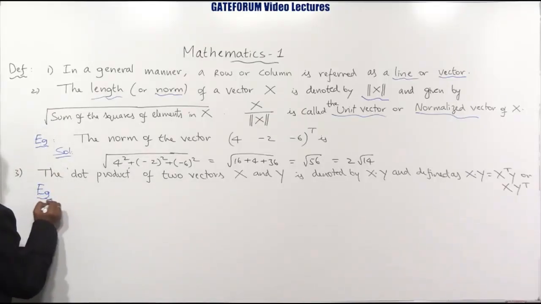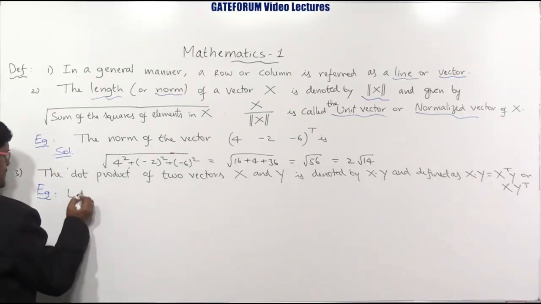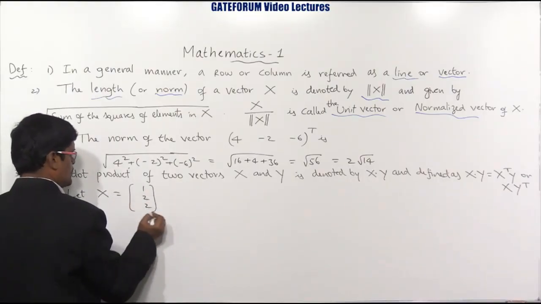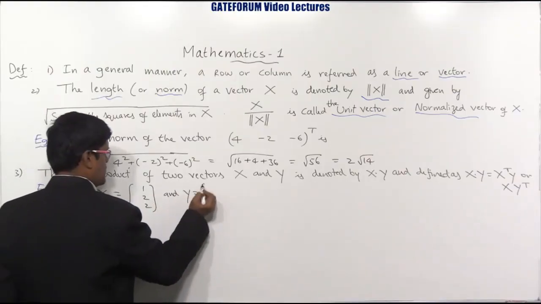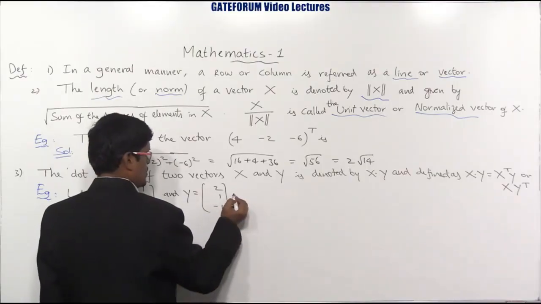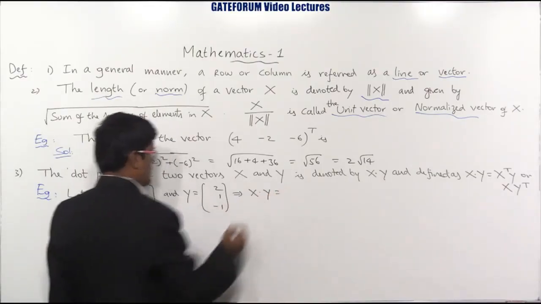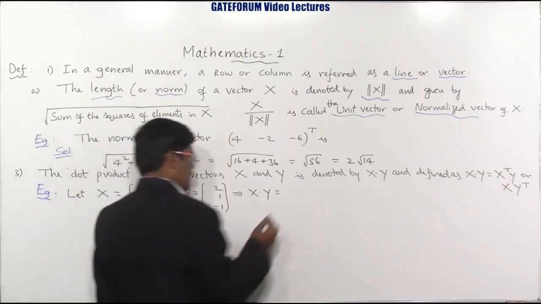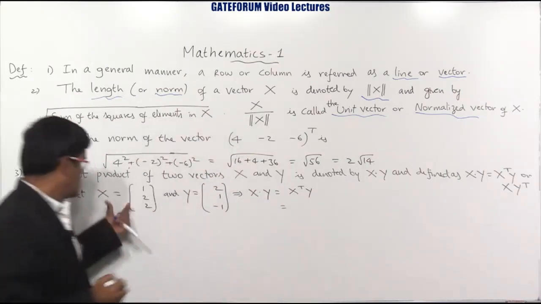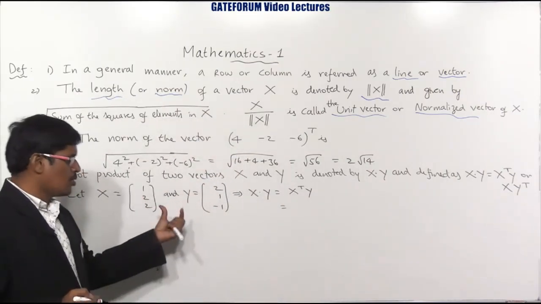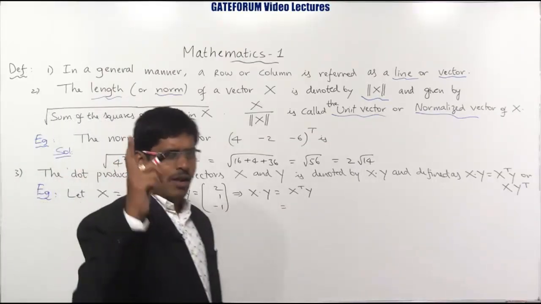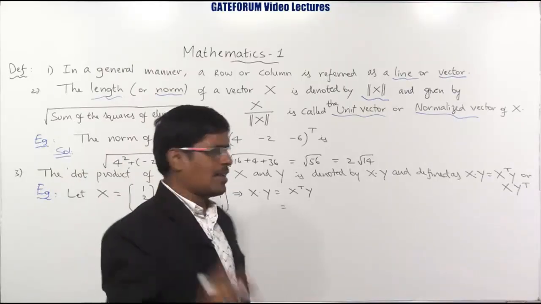Example. Let x is equal to (1, 2, 2) and y is equal to (2, 1, -1), implies x dot y. So, I can take x transpose y, which is nothing but this column transpose becomes row, into column vector, that is 1 cross 3 into 3 cross 1. Finally, it is a 1 cross 1. Dot product is always a scalar. A scalar means it is a 1 cross 1 element only.